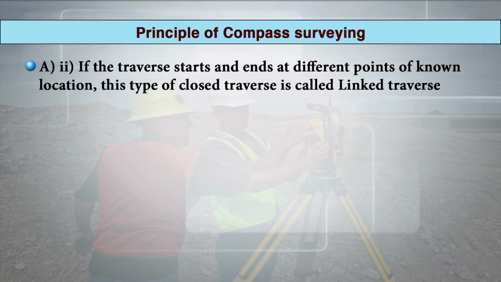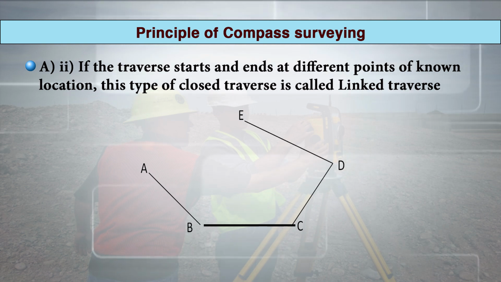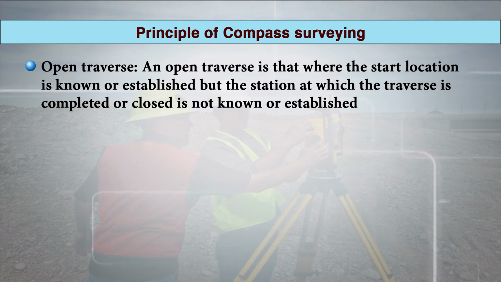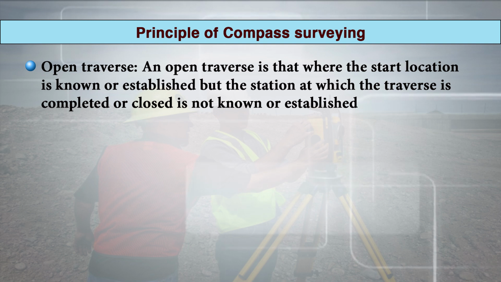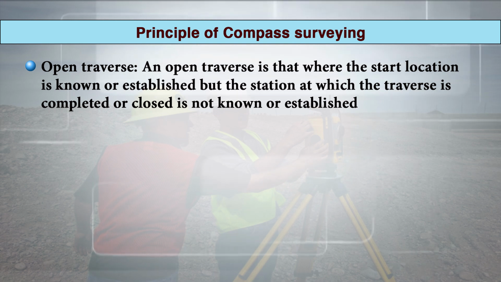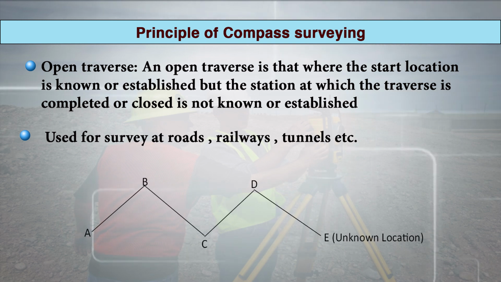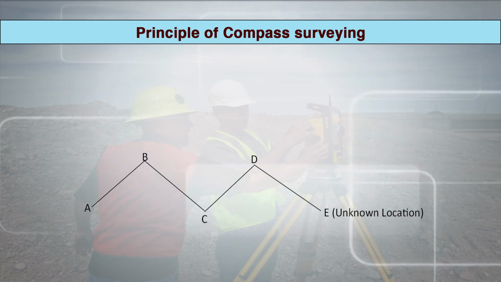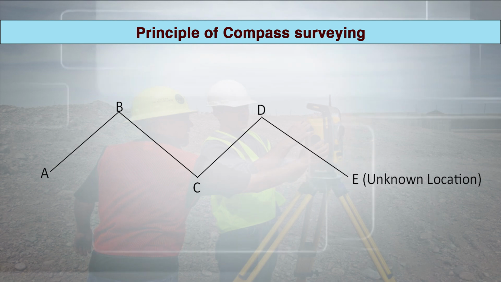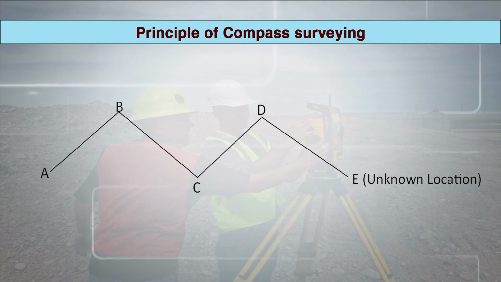And what is linked traverse? If the traverse starts and ends at different points of known location, this type of closed traverse is called as linked traverse. Next, we will be discussing about open traverse. Open traverse is that where start location is known or established, but the station at which traverse is completed or closed is not known or established. These kind of surveys are done at roads, railways, etc. As you can see from the diagram, this is an open polygon where you can see A, B, C, D and E locations, in which we know the A location, but we do not know about the E, that is the unknown location. Hence, it is called as open traverse.